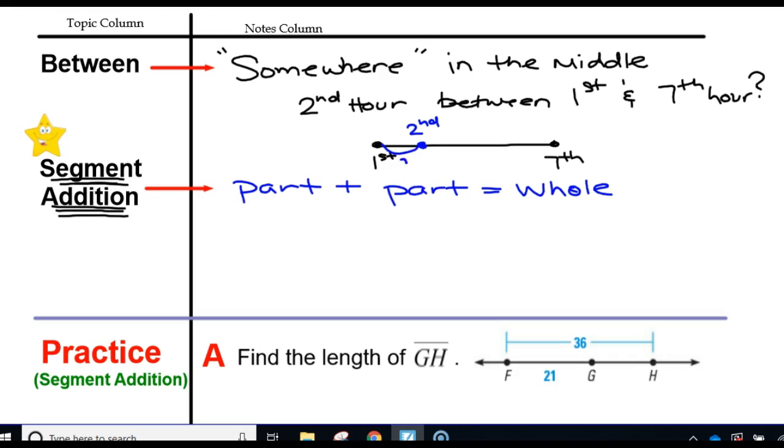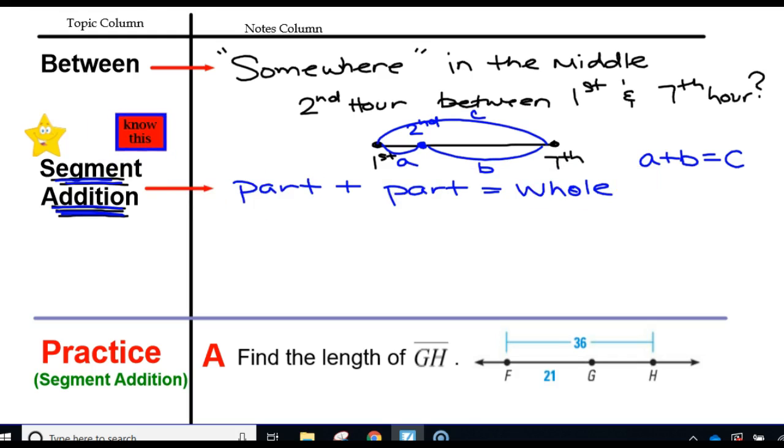So if I look at this, if I call this A and this B and all of this equal to C, we can say that A plus B is equal to C. Part plus part equals whole. Segment addition, very important. Make sure that you got that. And that's one of those know-this things. You got to make sure that you have that.